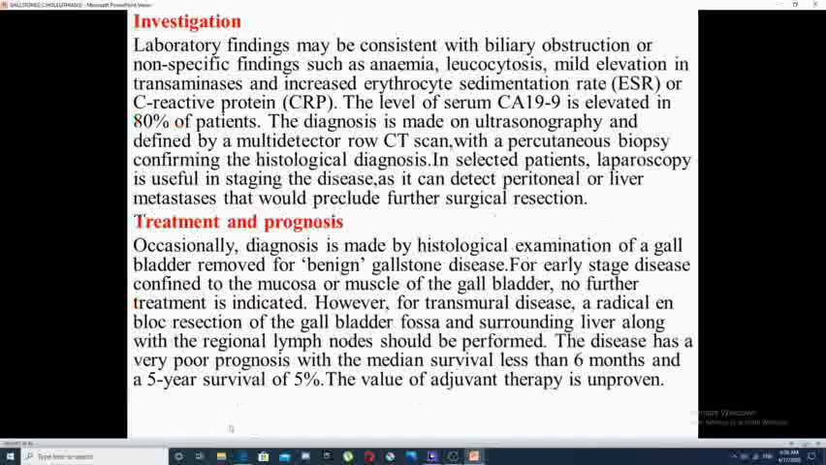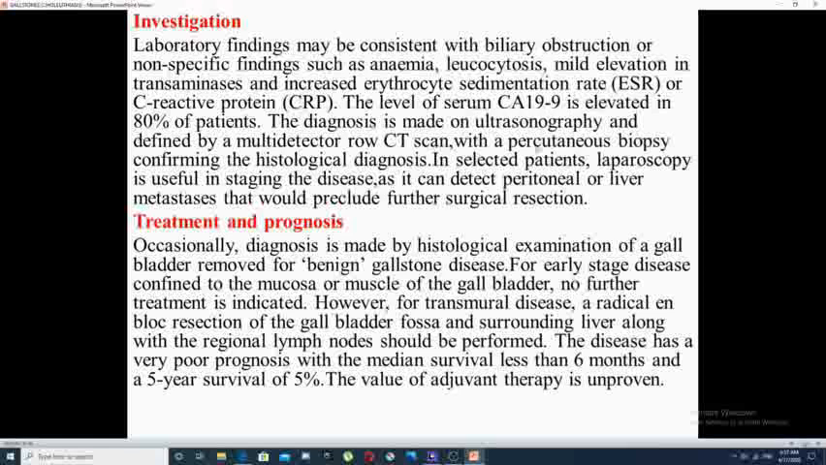Investigation: laboratory findings may be consistent with biliary obstruction or non-specific findings like anemia, leukocytosis, elevated liver function tests, and increased ESR or C-reactive protein. The level of serum CA19-9 is elevated in 80% of patients, and this CA19-9 is a tumor marker for carcinoma of the gallbladder and biliary tree.